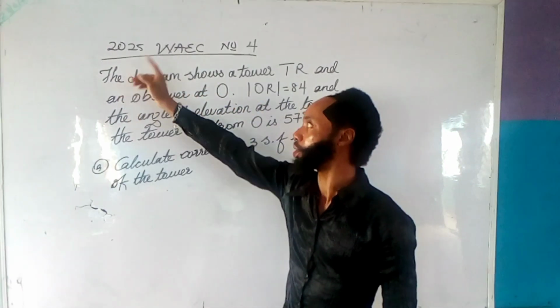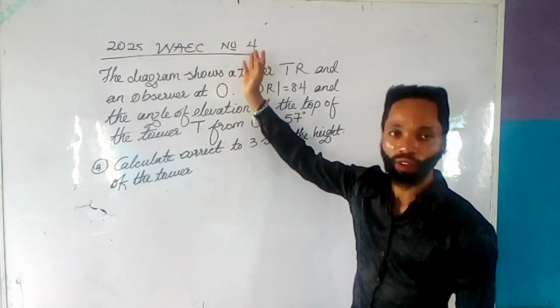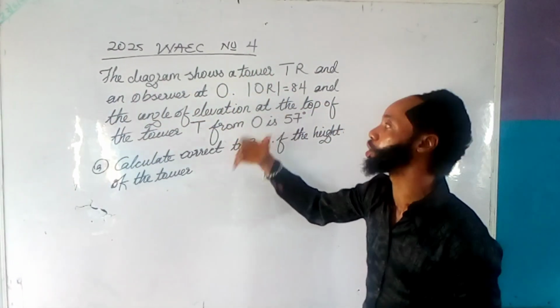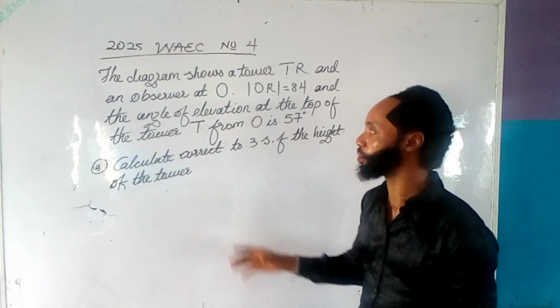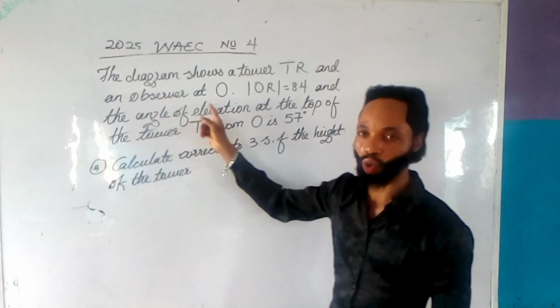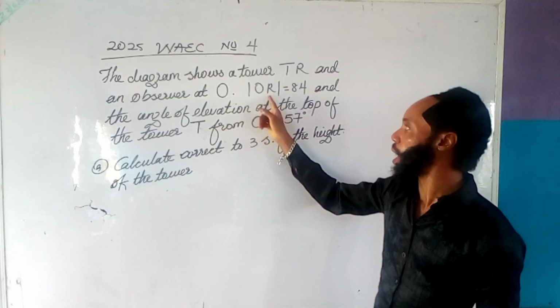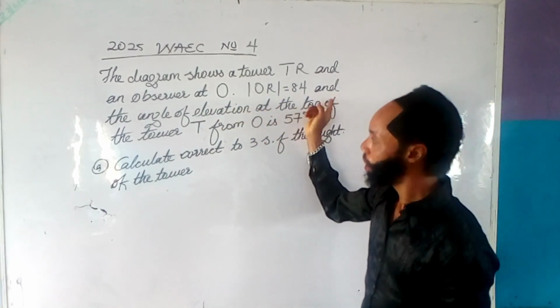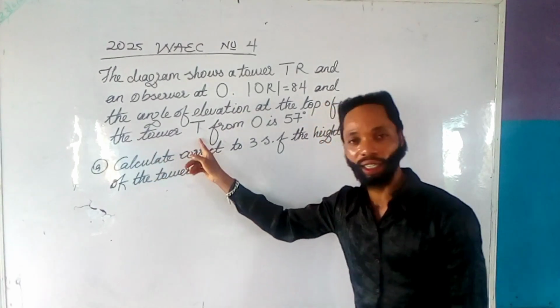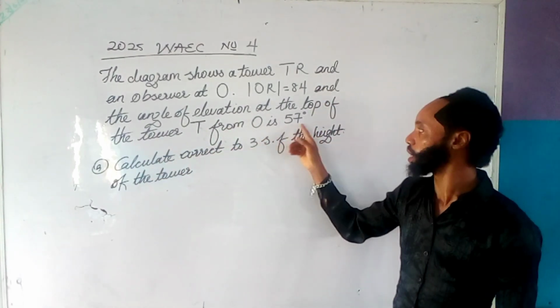Here's another question, 325 WAEC number 4. It reads, the diagram shows a tower. There's a diagram for the question, but we're going to do the diagram ourselves. The diagram shows a tower TR and an observer at O, and they say OR is 84 meters. And the angle of elevation of the top of the tower T from O is 57 degrees.